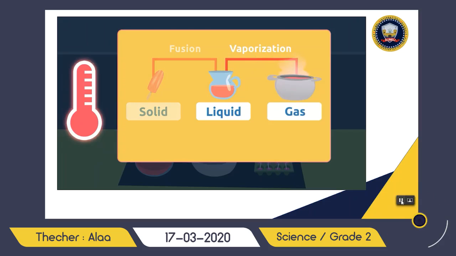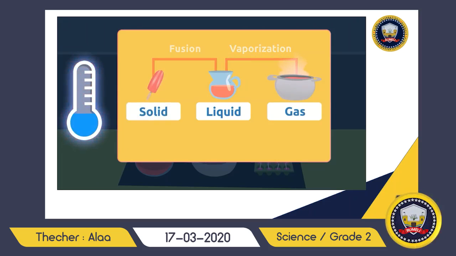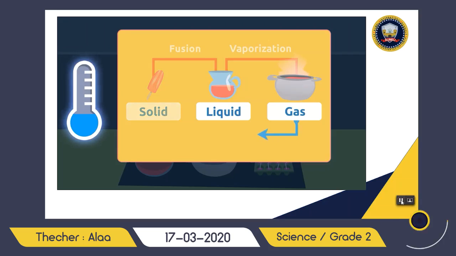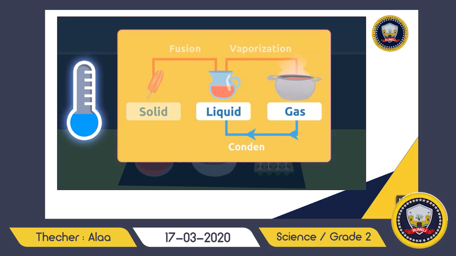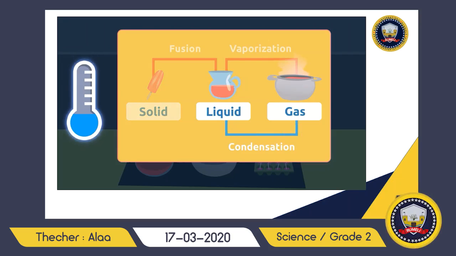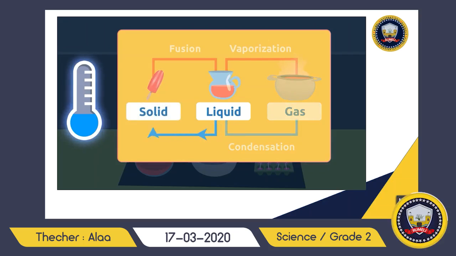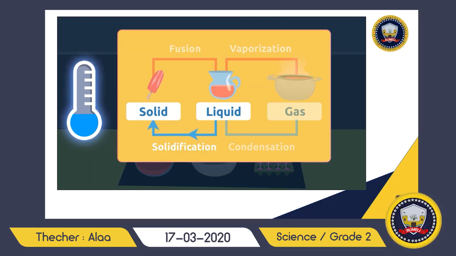These 2 processes can occur the other way around. That happens when we cool matter instead of applying heat. If we cool a gas, it becomes a liquid. This process is called condensation. If we freeze liquid matter, it will become a solid. This process is called solidification.